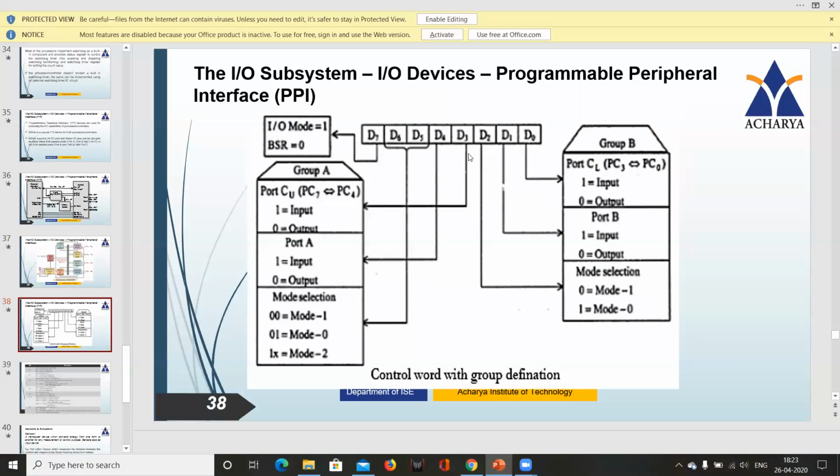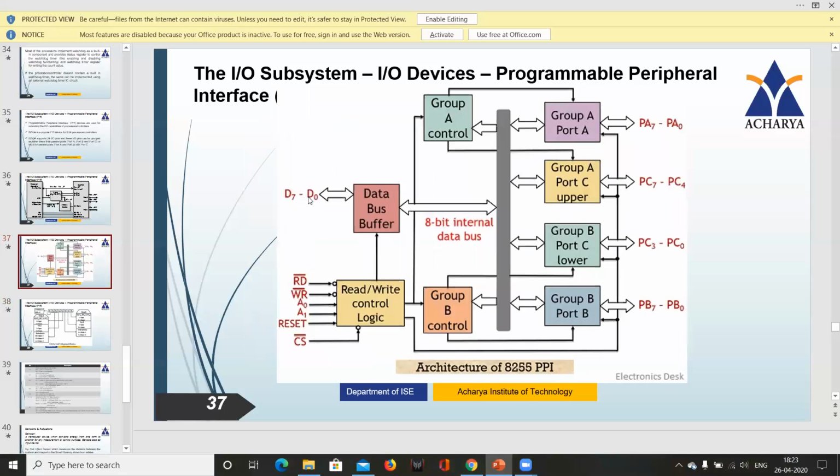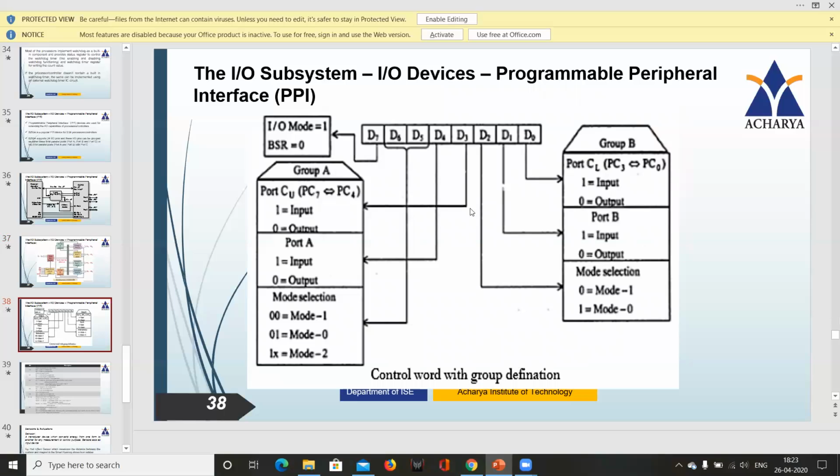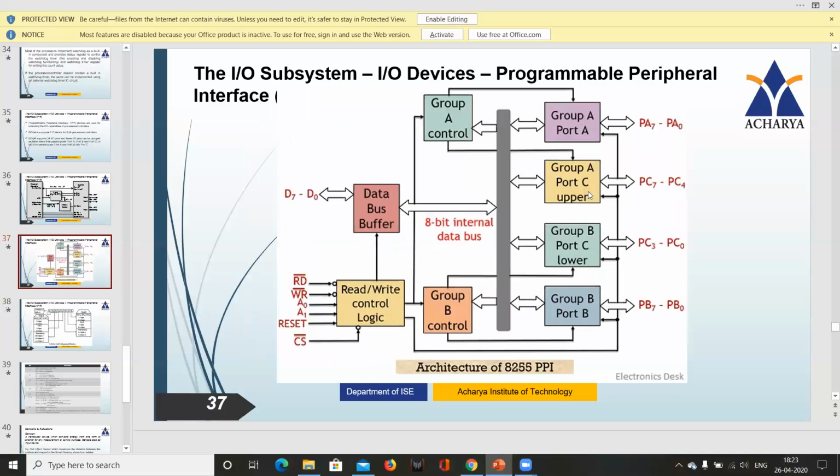Now, we'll go to the next one, D3. D3 is port C upper. Same concept. There are only 4 pins, but here also we can choose those 4 pins as input or output. If the D3 bit is 1, then all the 4 pins will become input. If it is 0, all the 4 pins will become output. You can see port C upper in the previous slide, the 37th slide. If it is 1, all the 4 pins will become input. If it is 0, all the 4 pins will become output. Let's continue.